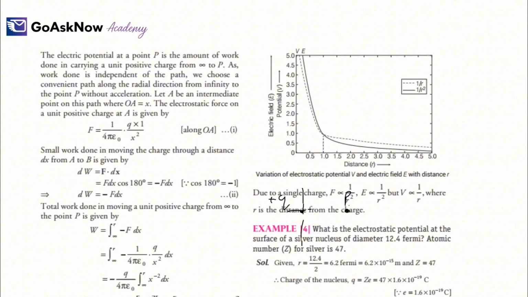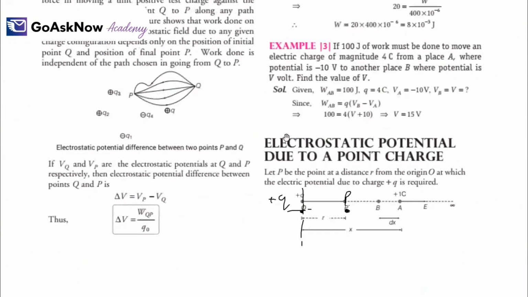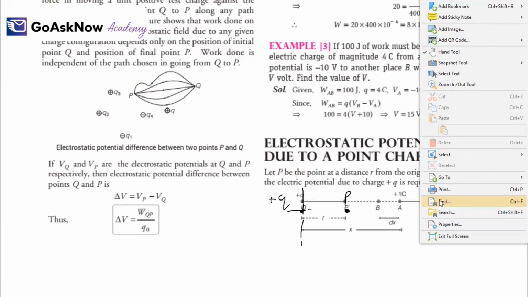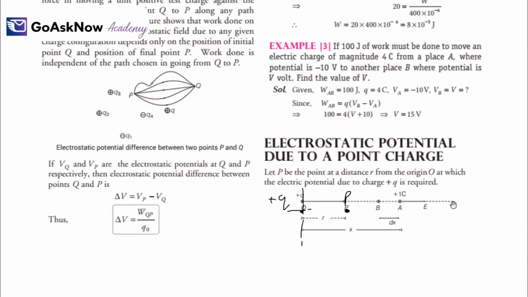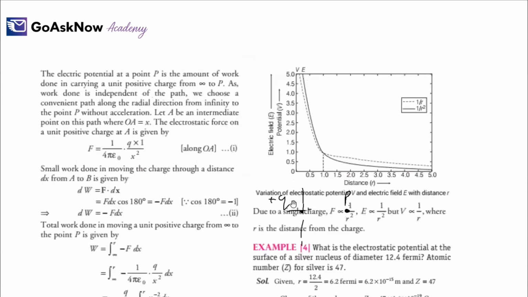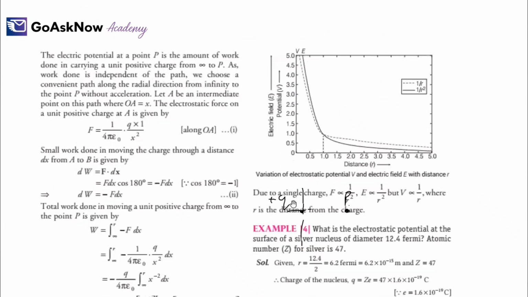It means that if I have a unit positive charge, this is at infinity. The point test charge is at infinity. Then the work done required to bring that point test charge to point P will be equal to the electric potential.